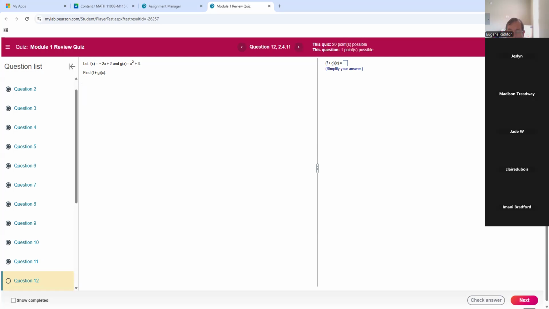All right, so number 12. f of x equals negative 2x plus 2. g of x is x squared plus 3. They want me to find f plus g of x. So this time they're not giving me any numbers to put in. So all we can do is simplify this, okay? So let's go to our pad.